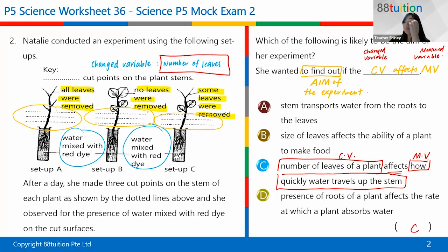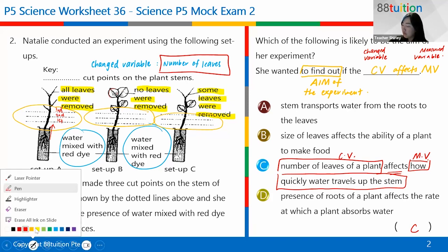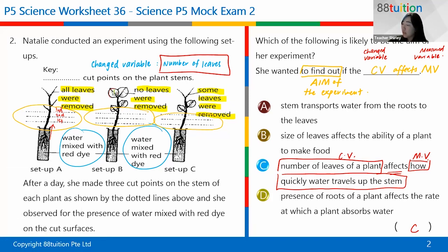Now you must be wondering, how does this person identify how fast it travels? There are 3 cut points, am I right? The water will go up to the first cut point, then the second, then the third. But for the water to go up, there must be leaves there to lose the water, because water is lost through the stomata of the leaves. So the one with more leaves will actually enable the water to go up faster. This one has got 2, this one has got 4.